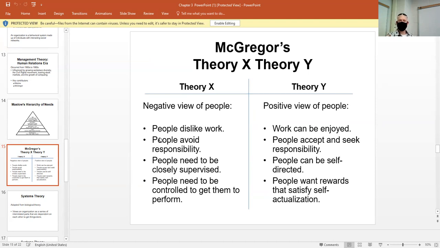That's theory Y, is you're giving that positive vibe that they're going to do things because they want to feel good about themselves. You don't have to control them. You don't have to closely supervise. That's just two different theories, and they're very different, obviously.